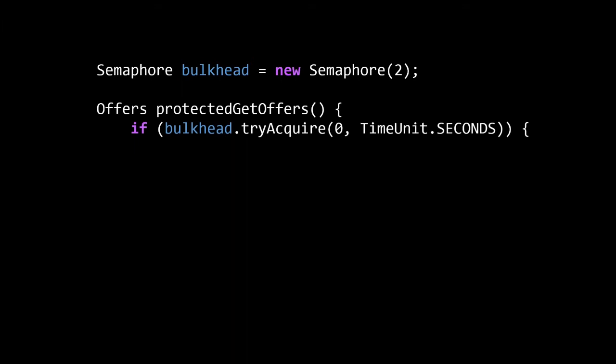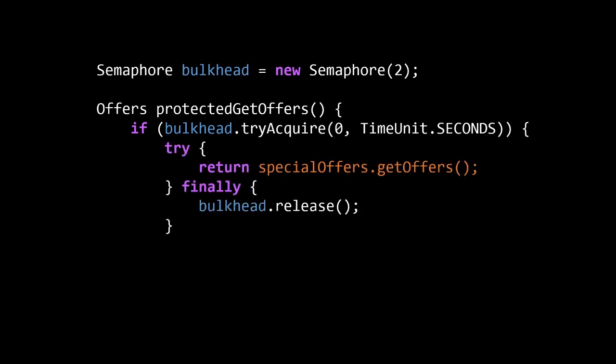And when we want to protect a service with this semaphore, we first try to acquire a permit from it. And we do this with a timeout of 0 seconds. So if we are not allowed to get this permit, then we will fail immediately since the timeout is 0. If we succeed in acquiring this permit, then we go ahead and call the service. And we finally release the permit back to the semaphore.